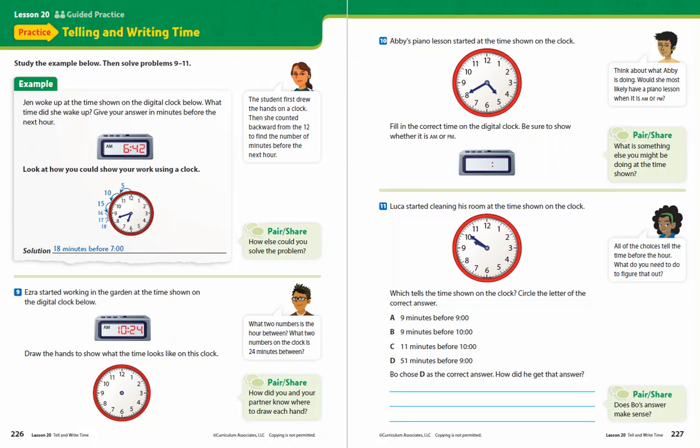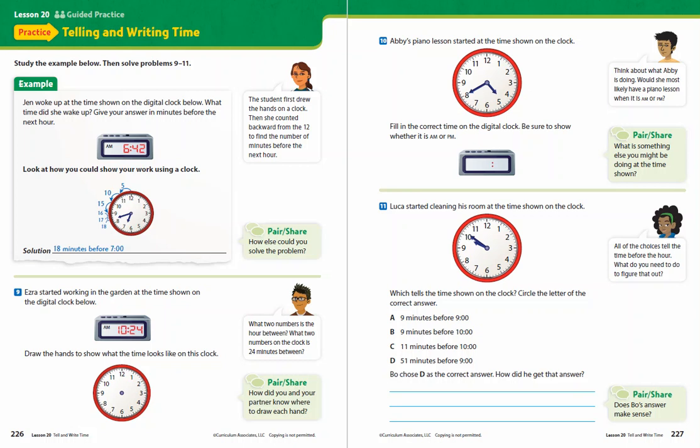So if we want to write this time on our analog clock, we can count backwards. From 42 we need to get to 60 minutes. So if we do 60 minus 42, that'll give us 18. So we can count backwards 18 minutes in order to get our time on the clock.